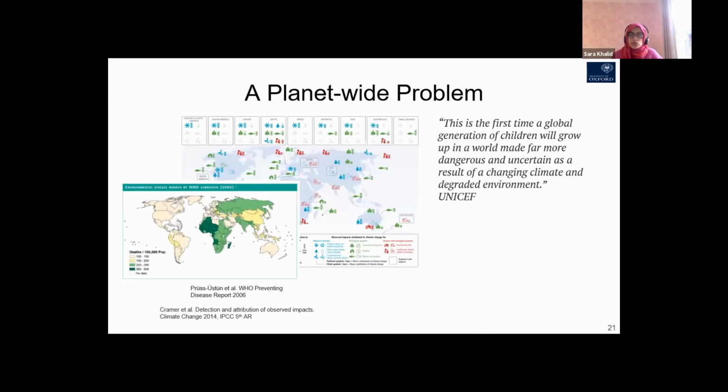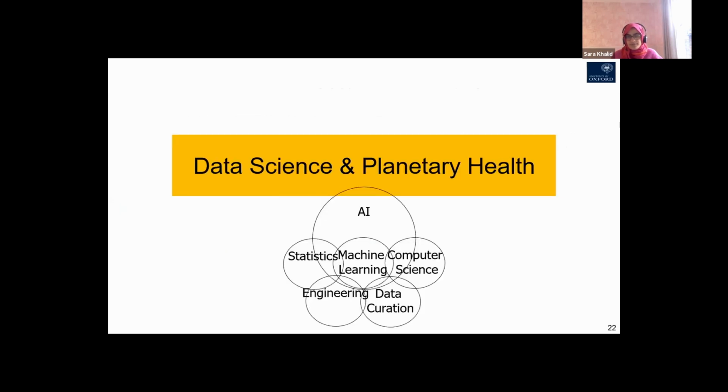So for a while, this issue of planetary health was thought to predominantly affect those of us least responsible and most vulnerable. And while that is still very much the case, we know now that all in all, it is a global problem affecting every continent, and from now on, every generation. And so what's that got to do with machine learning? And that brings us to the role of data science in planetary health.